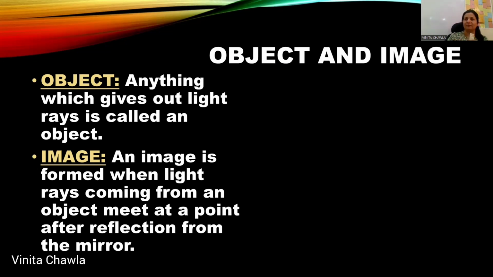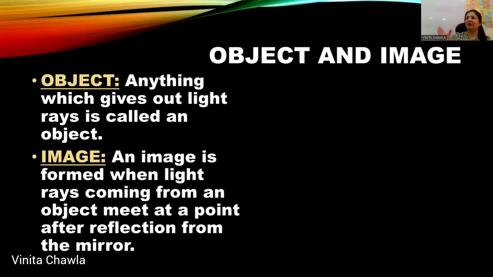So can we say the moon is an object? Yes, because sunlight falls on it. It reflects the light of the sun. And we see the moon because the image of the moon forms on the retina of our eye. Retina is like a screen.